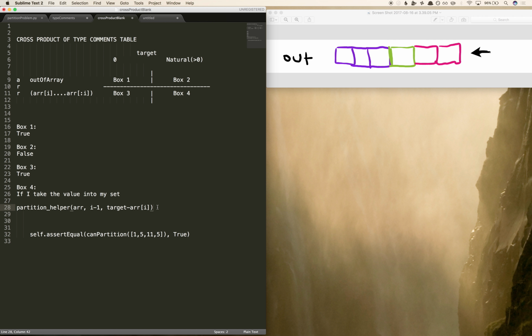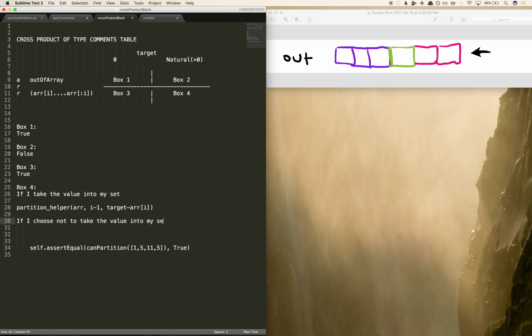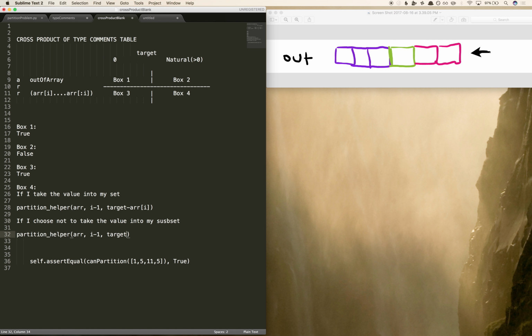And if I choose not to take the value into my subset, then what I'm left with is partition helper. I still go to the purple box after the green box that I'm looking at, and I am left with this same target, because I didn't take that element into my subset.